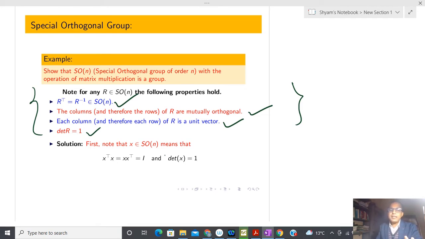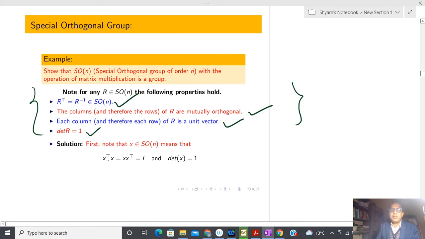One is closure property, another is identity, after that inverse, and after that is associativity. So what I am going to do is assume that I don't know what x is, but x is some element of the special orthogonal group, which will satisfy all 4 properties.